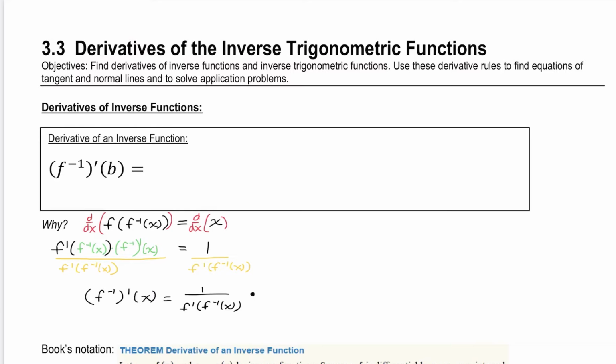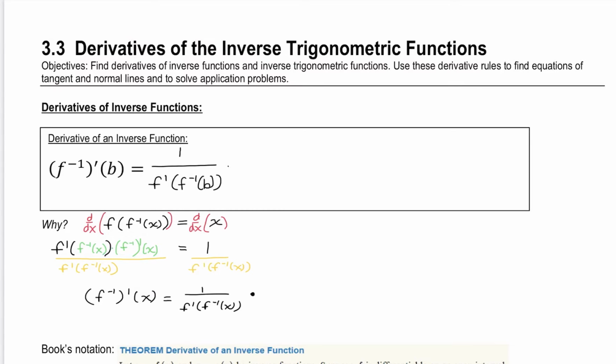All right, so that is going to be how we can think about the derivative of an inverse function. So back up in my general form here, I have it written kind of like for a specified value b. So f inverse prime at b is going to be 1 over what we just proved, f prime of f inverse of b. So that is our derivative of an inverse function. Now this b, like what am I talking about here?